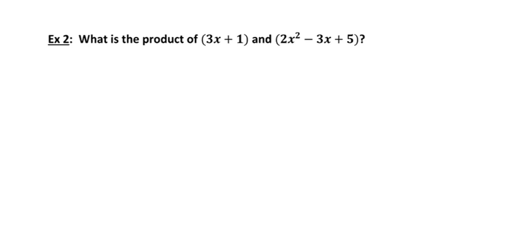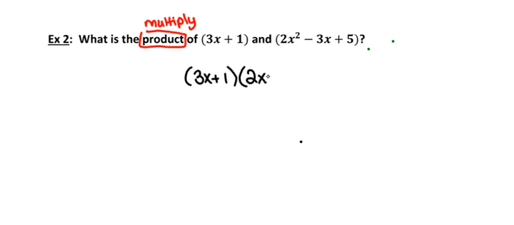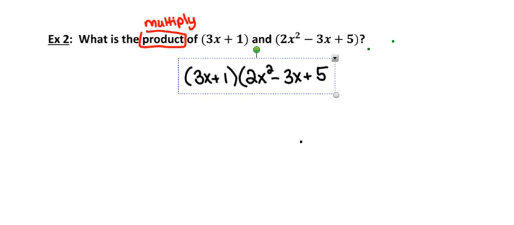In number two, the question is asked a little bit differently, but the idea is the same. It's asking for the product. So you should know that the word product means to multiply. So I want to multiply the binomial 3x plus 1 times the trinomial, meaning having three terms, 2x squared minus 3x plus 5.